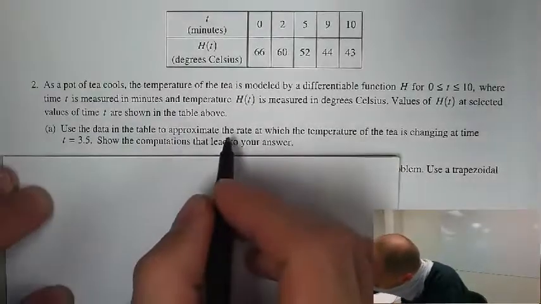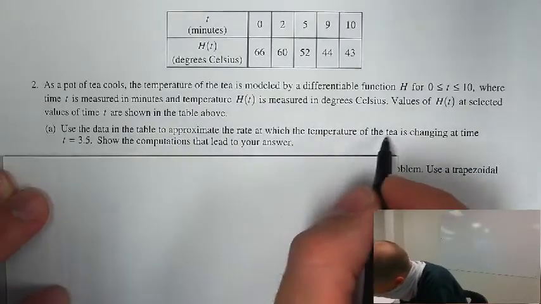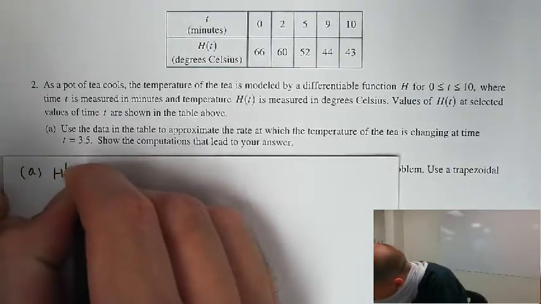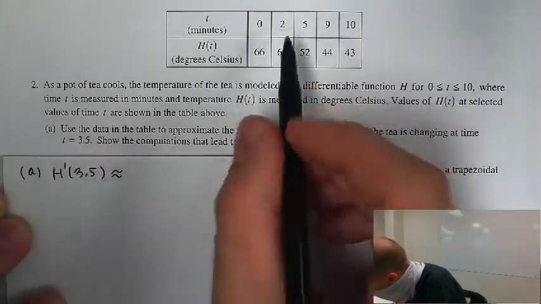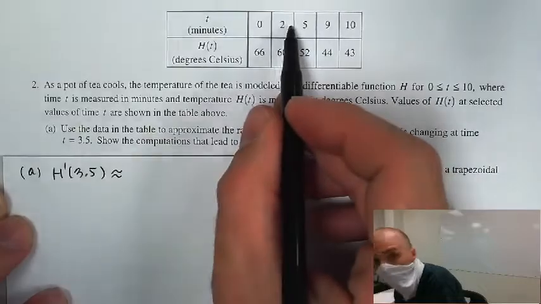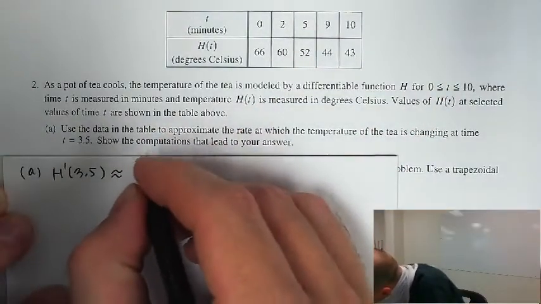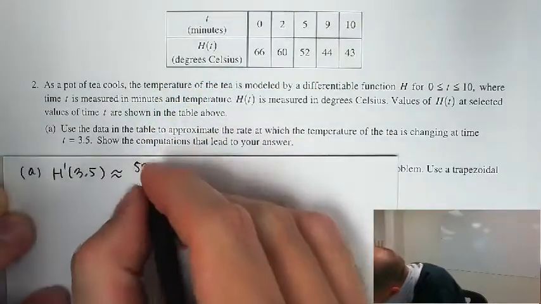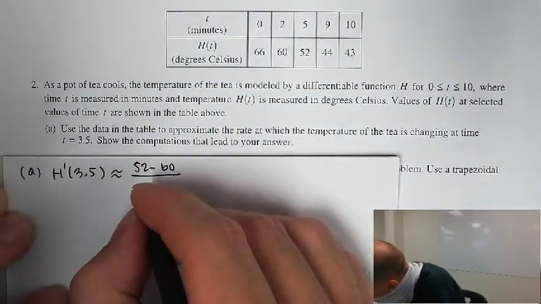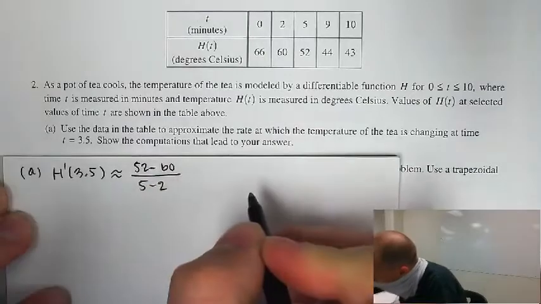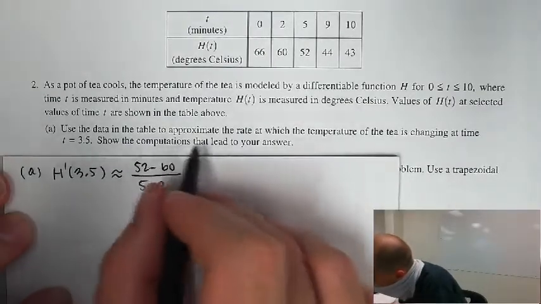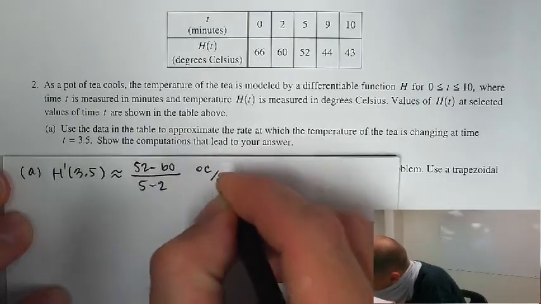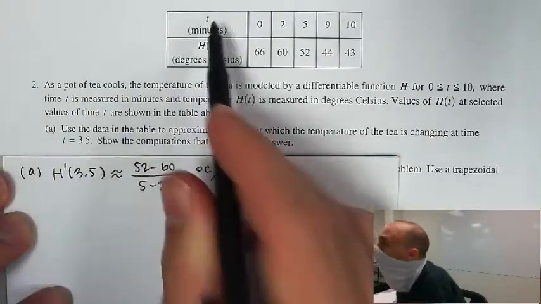Don't forget that if we want to approximate the rate of change of the temperature of the tea, which is H prime, I'm going to do rise over run. It's going to be approximately equal to the slope between these 2 points, because 3.5 sits in there. So that's 52 minus 60 divided by 5 minus 2. And then use the data. If I had to show units of measurement, I would say degrees Celsius per minute. Degrees of this divided by degrees of that.